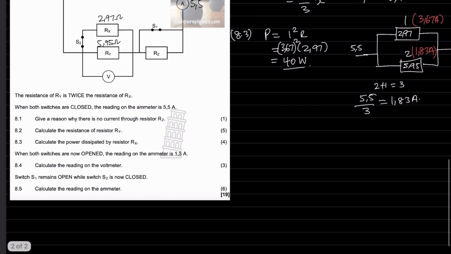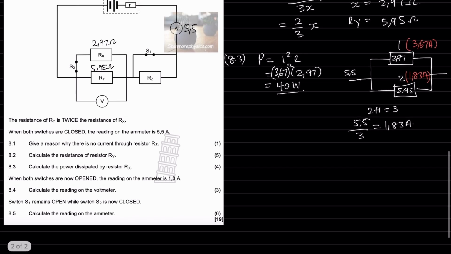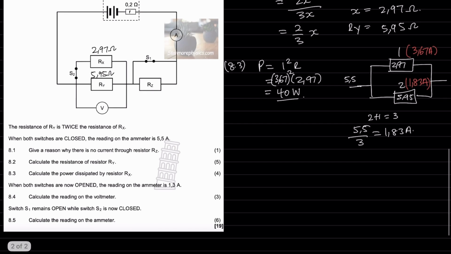All right, next bit of information. When both switches are opened, the reading on the ammeter is 1.3 amperes. Okay, so when both switches are open, that means the current is going to flow through here, right through here, down there, and there. And now the total current here is 1.3 amperes.